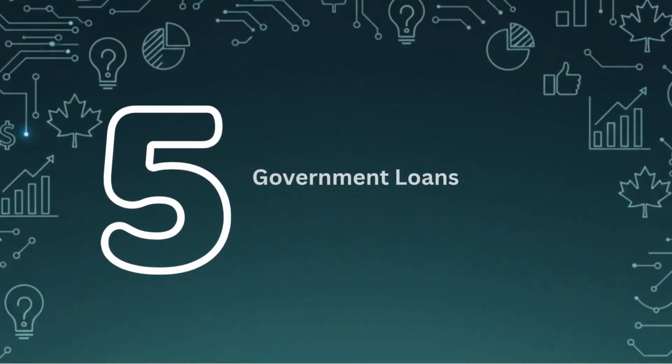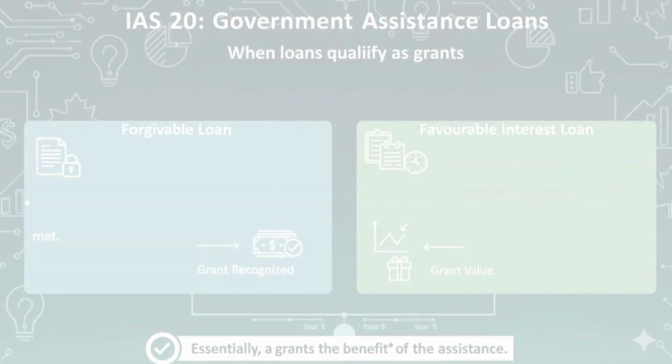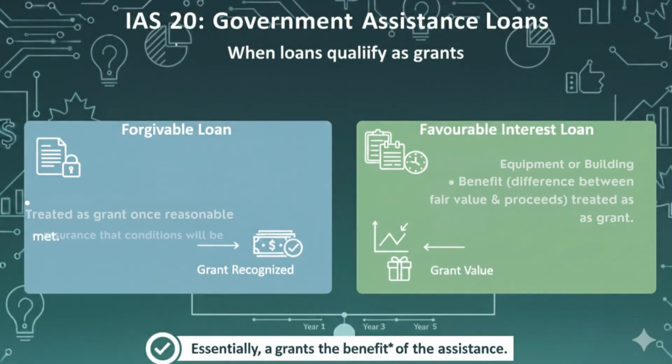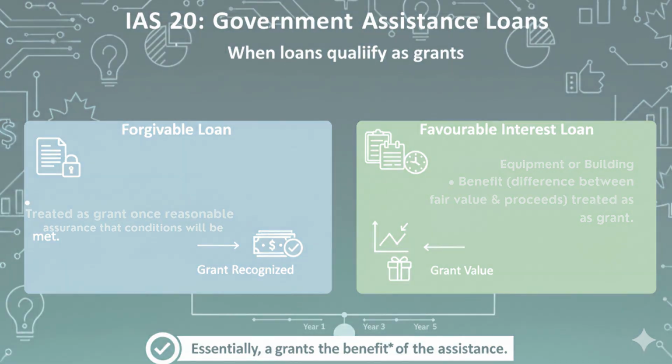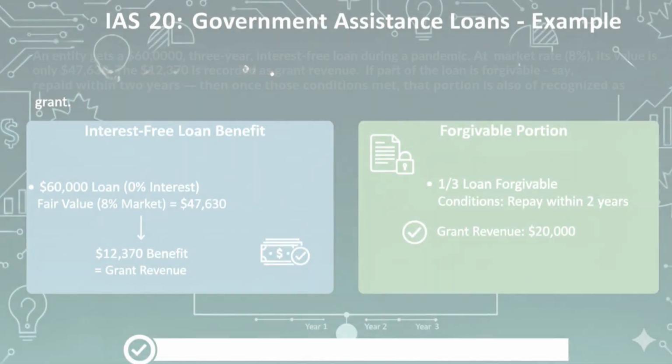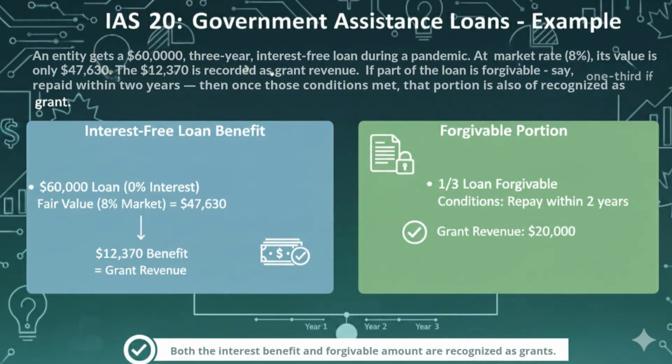But first, let's look at loans. Some government assistance comes in the form of loans, and these can also qualify as grants. If a loan is forgivable, it's treated as a grant once there's reasonable assurance the conditions will be met. If it's a favorable interest loan, for example interest-free, the benefit, the difference between fair value and proceeds, is treated as a grant. For example, an entity gets a $60,000 3-year interest-free loan during a pandemic. At market rate, 8%, its fair value is only $47,630. The $12,370 difference is recorded as grant revenue.